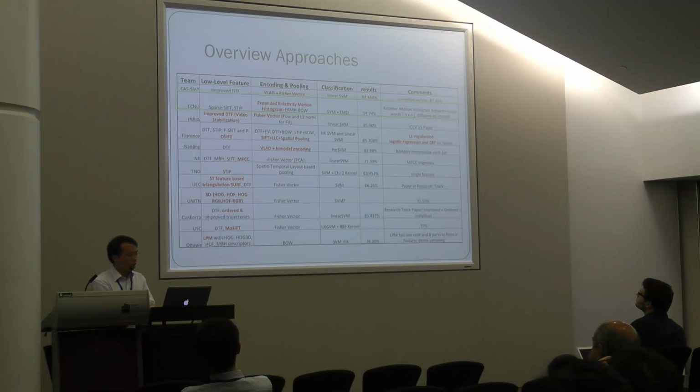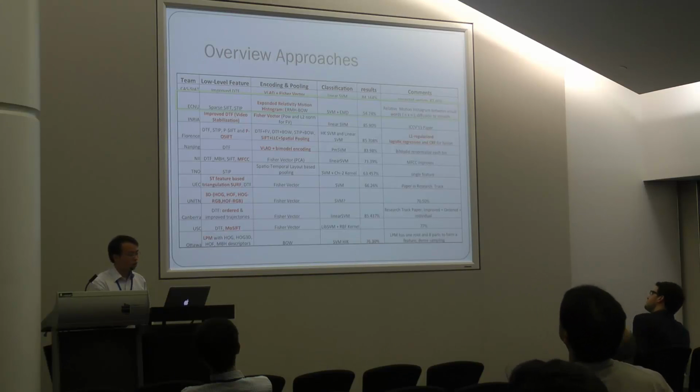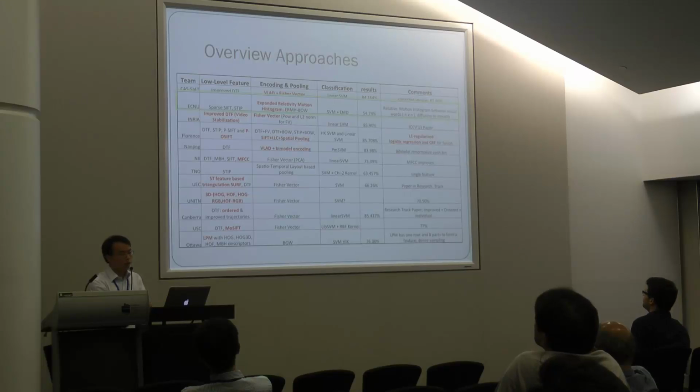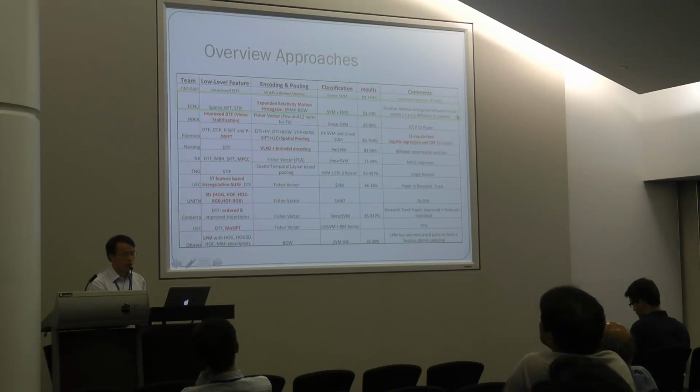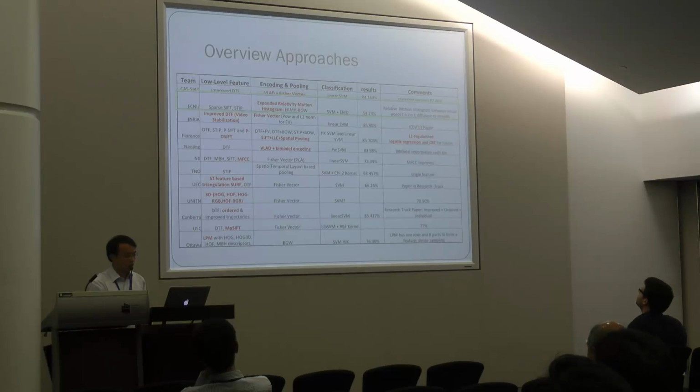And the NU team did this work differently. They only used the sparse SIFT and the STIP. They developed their own feature, which they call the expanded relativity motion histogram. The basic idea is that they try to capture the relative motions between the visual words, and they assume this is going to capture the object and scene relative motions. Based on that, they use a diffusion approach to smooth the histogram. That's very interesting. For classification they use SVM with a smoothed distance.